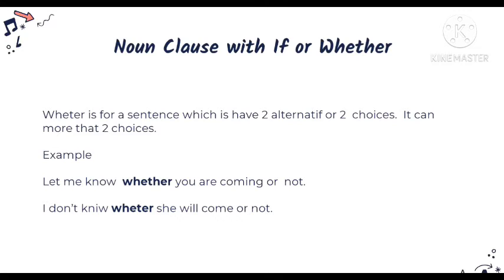And the next one is whether. Whether is used when there are two alternatives or two choices. It can be more than two choices. For the example, let me know whether you are coming or not. There whether is a conjunction. And the next example is I don't know whether she will come or not. There whether is a conjunction.